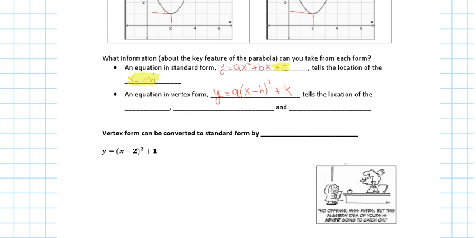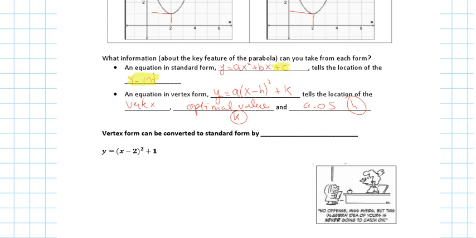What else? What's a vertex made of? H and K, which is the optimal value and axis of symmetry. Optimal value, that's your K value, right? And the axis of symmetry, which is your H value.